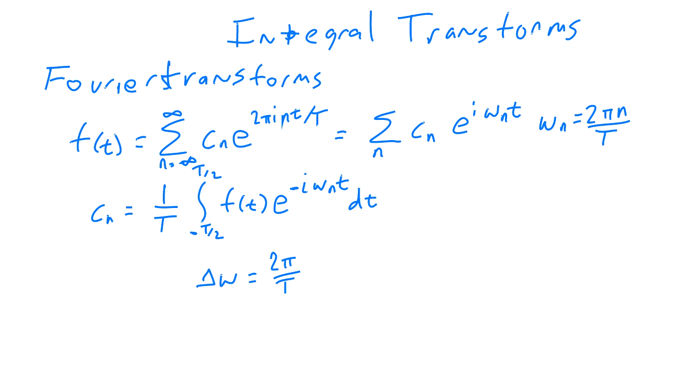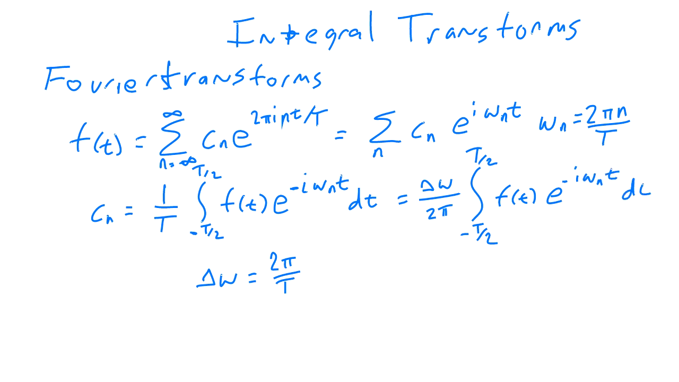So we can also use that in our definition, and we can rewrite this as delta omega over 2 pi times this integral from minus T over 2 to T over 2. And then we're just integrating f of t as usual, and e to the minus i omega n t dt. So you can see here again, this is just the basic Fourier series that we talked about last time.